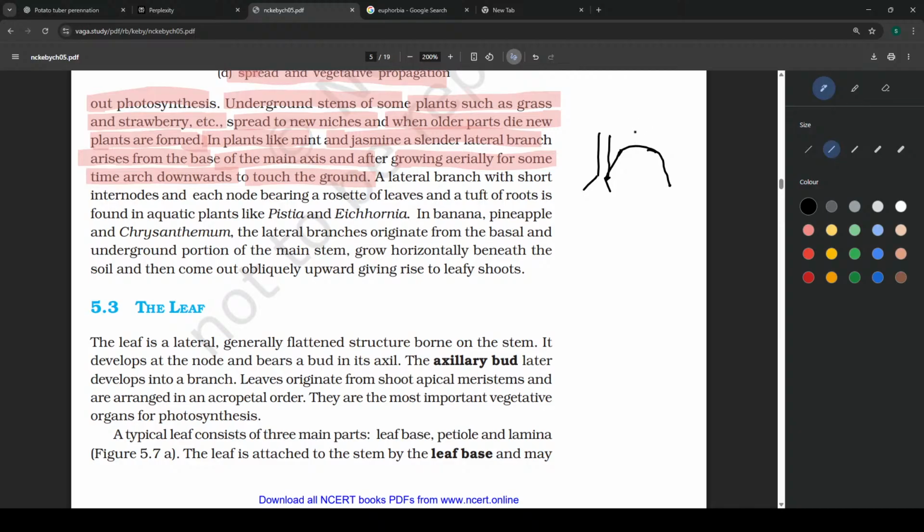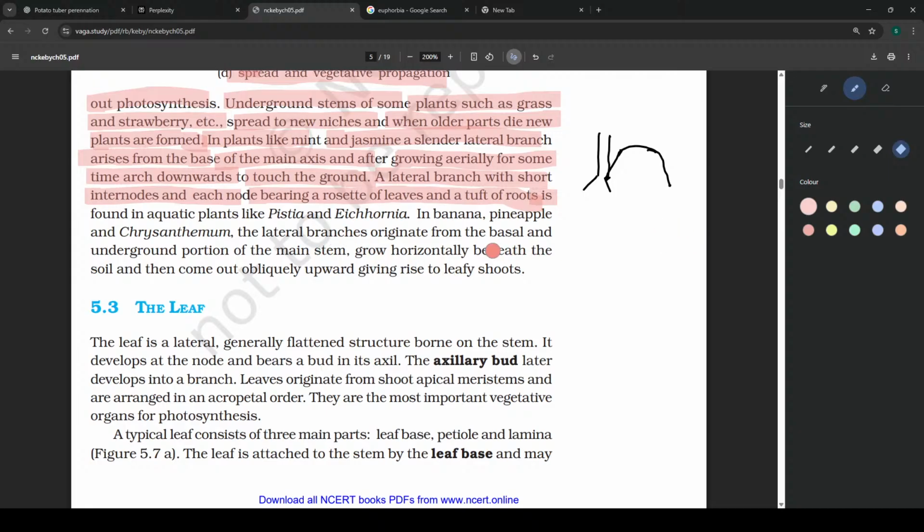This is a slender branch, and it will touch the ground. A lateral branch with short internodes and node bearing a rosette of leaves and a tuft of roots. If it completely touches the ground, it will form roots and will become a new plant. That is one kind of vegetative propagation.